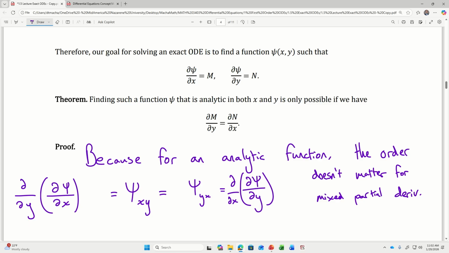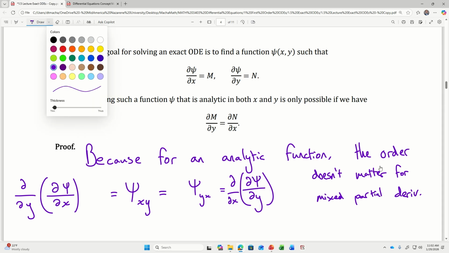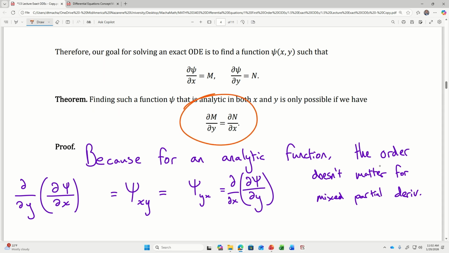And since m is just the partial of psi with respect to x, and then I take the partial with respect to y, that should give me the same thing as if I have the partial of psi with respect to y and then take another partial with respect to x. So this is why you'll notice this is a criterion. This is the criterion for what it means to be exact. If your ODE doesn't fit this criterion, then you won't be able to find a function psi that works, right? It's not an exact ODE.